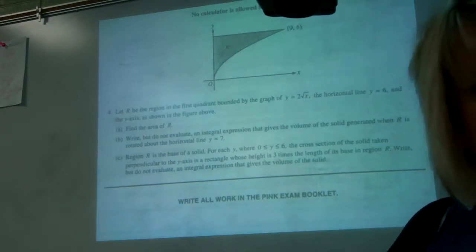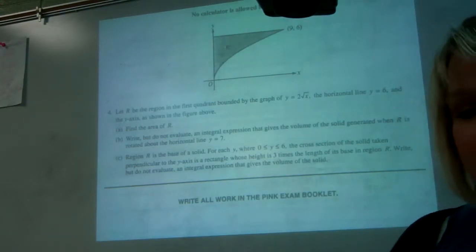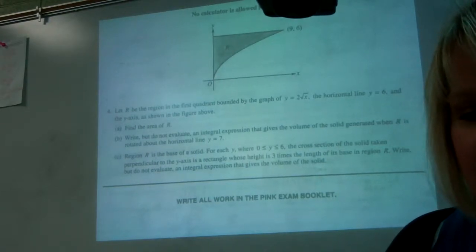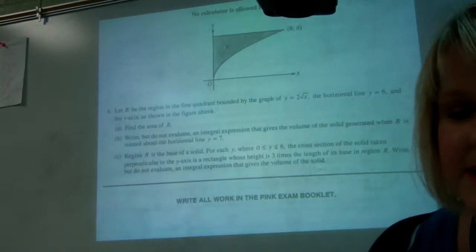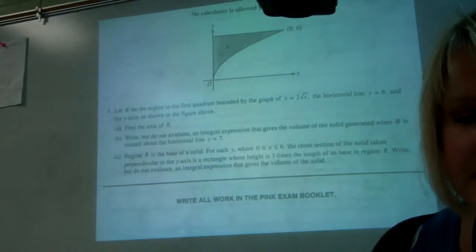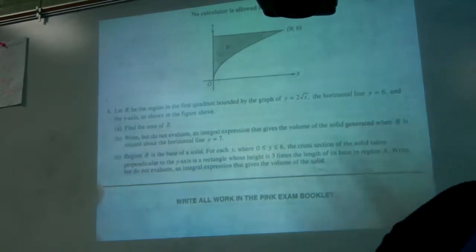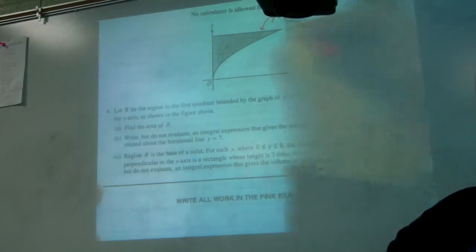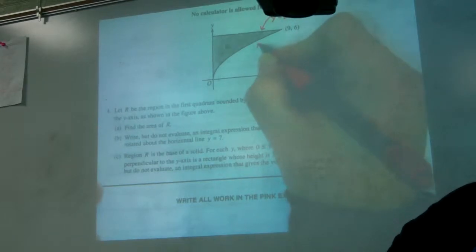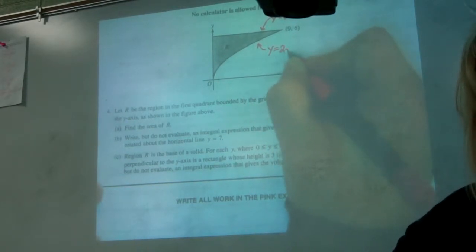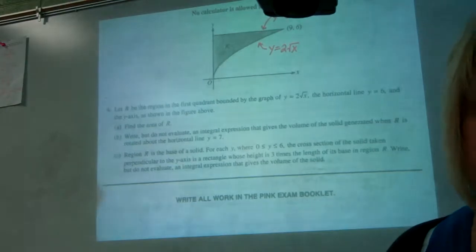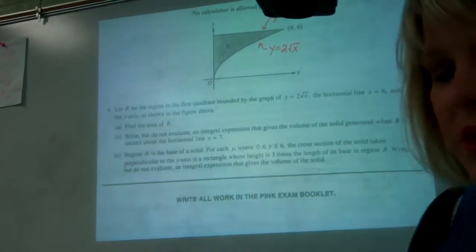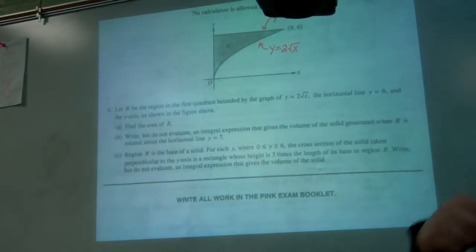Okay, so this says, let R be the region in the first quadrant bounded by the graph of y equals 2 square root of x, the horizontal line y equals 6, and the y-axis, as shown in the figure above. So this is y equals 6, which means that this must be y equals 2 square root of x. And then we've got the y-axis. So part A, you have to find the area of that. We talked about how to do that this week. I think that's what we did on Tuesday.